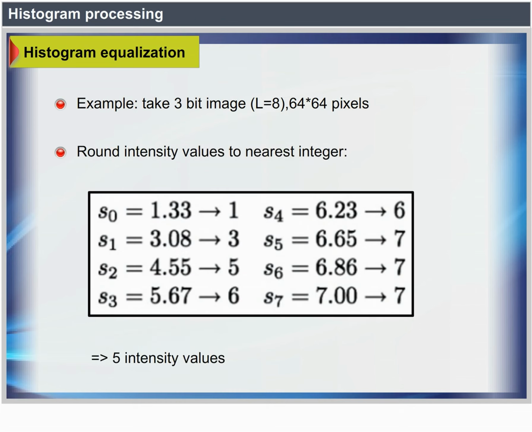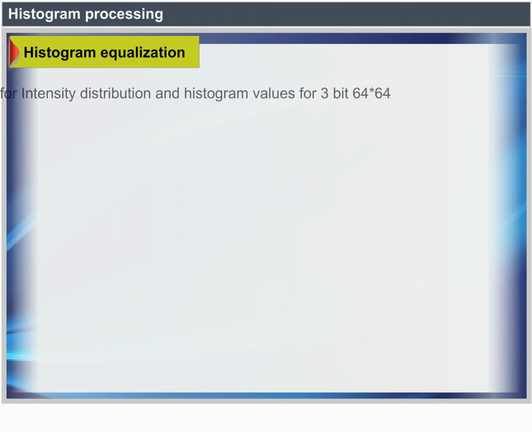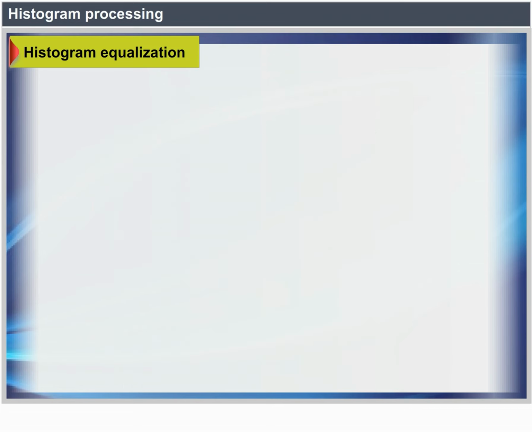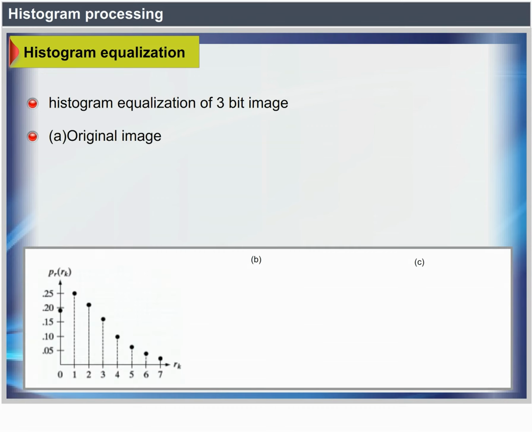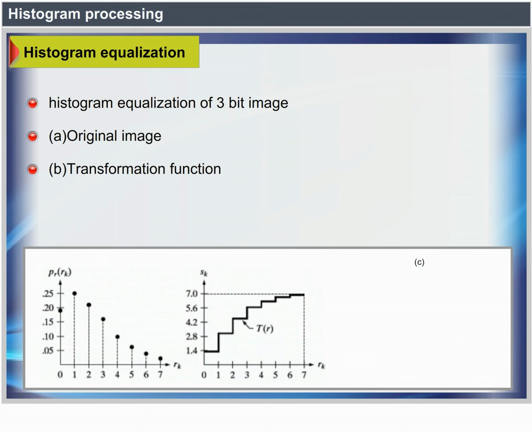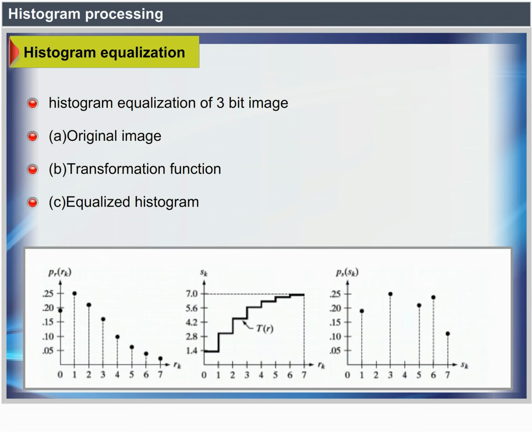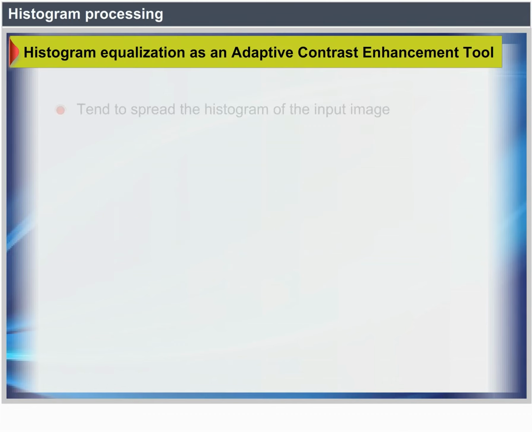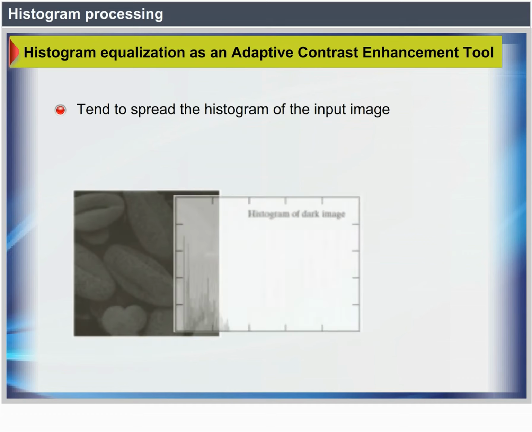Histogram equalization as an adaptive contrast enhancement tool. Tends to spread the histogram of the input image. Intensity levels of the equalized image span a wide range. Contrast enhancement. Below figure shows how we can get histogram images and histogram equalization image from original image. Original histogram image, original images, histogram equalization images, histogram of figure C.